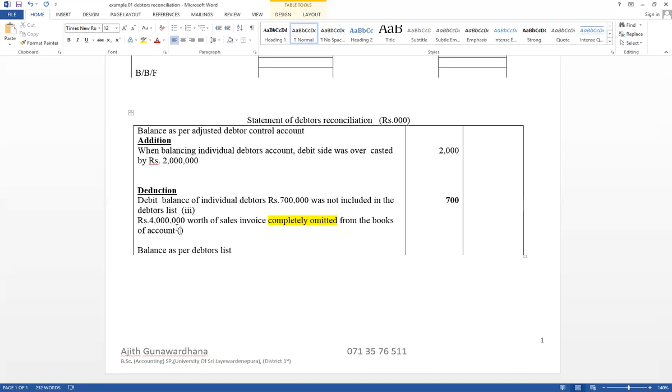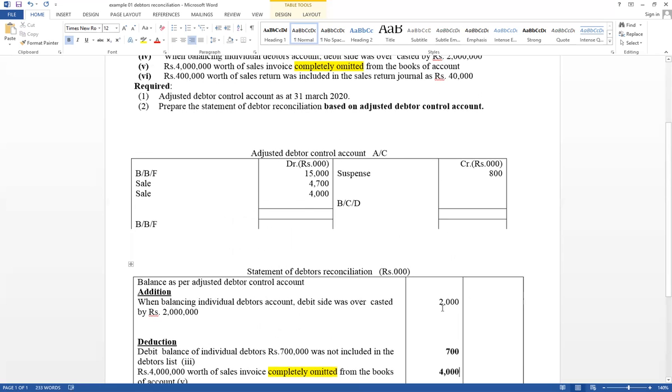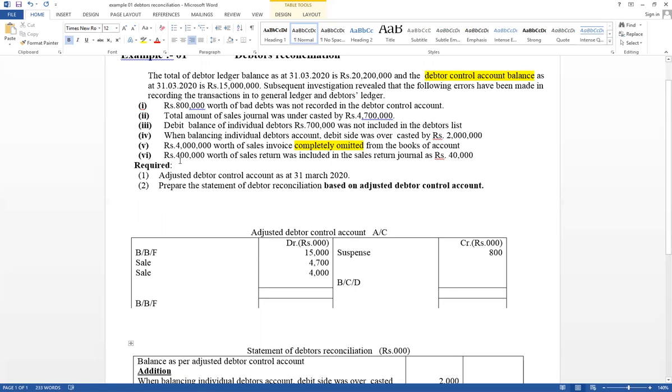Transaction number 5: 4,000. Think about it: if it has been given as completely omitted, it should be adjusted in the control account as well as the statement of reconciliation. Completely omitted, therefore the individual debtors account balance also decreases. If the closing balance decreases, it should be deducted. And number 6 is also the same way. If it has been recorded erroneously in the prime entry books, it also affects both the adjusted control account and the reconciliation.